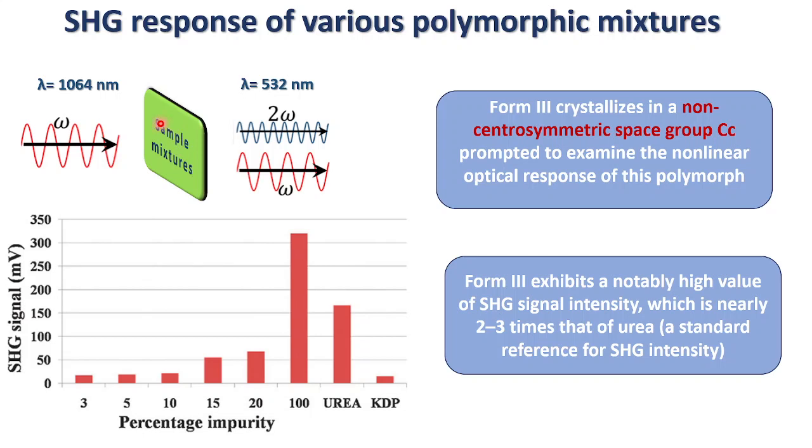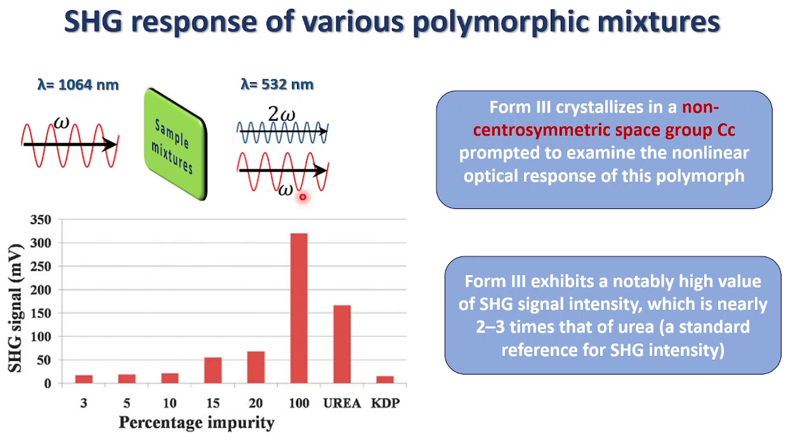When a radiation having a particular wavelength falls on a non-linear optical sample, the emitted radiation has a frequency double that of the incident radiation. When the frequency doubles, the wavelength becomes half of the incident radiation. That's why I am writing here that the wavelength is 1064 nanometer, and it's reduced to half.